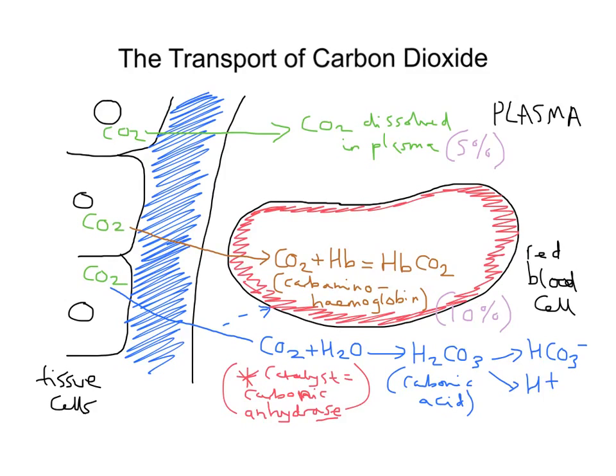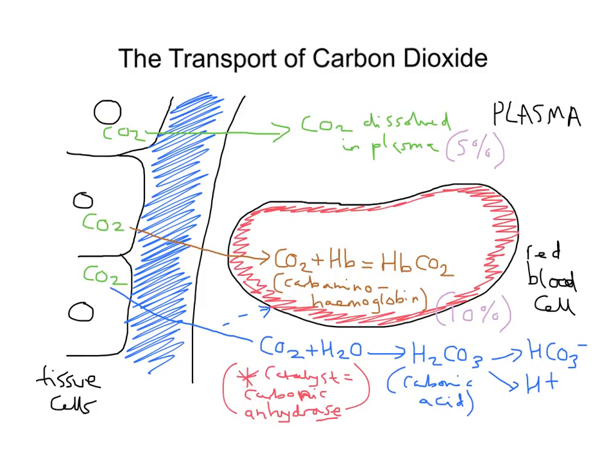Now remember, this is within the red blood cell. So we've had that carbonic acid dissociate, and we've produced some hydrogen carbonate ions and hydrogen ions. Now those hydrogen carbonate ions, those HCO3 minus ions, diffuse out of the cell, and Cl minus, chloride ions, diffuse into the cell to balance that charge, and that's known as the chloride shift.